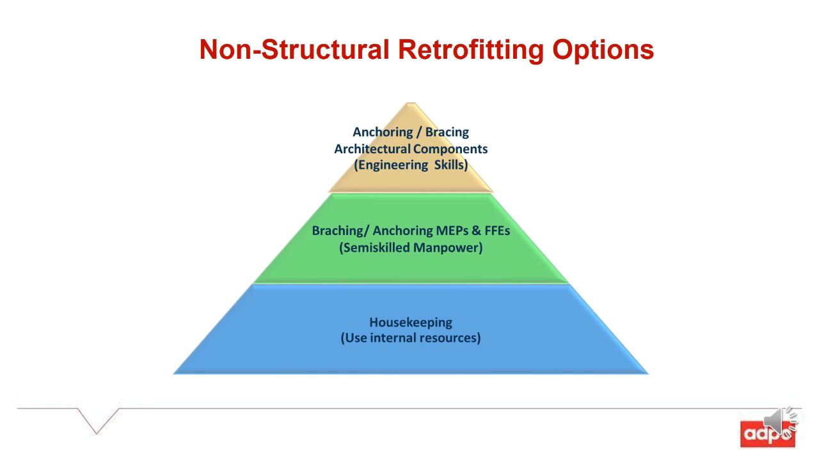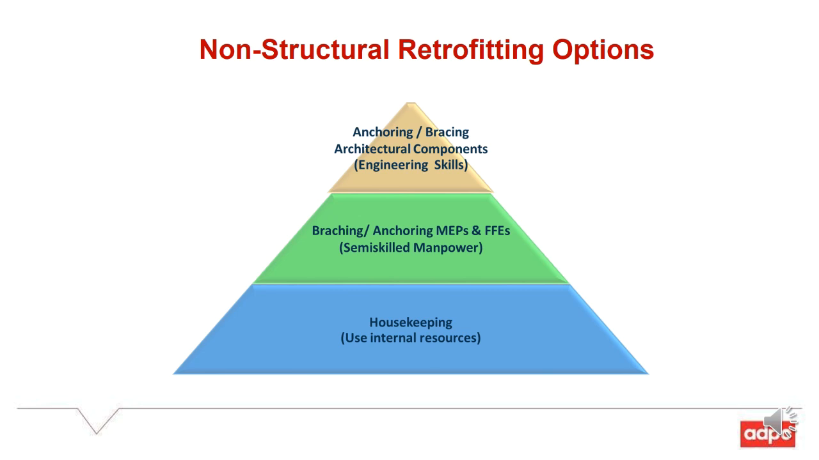Mitigation can also be done through non-structural retrofitting options, which are more cost effective and can be one of the priorities before we move to the structural part, and also after the structural part as well, because these items may cause life and property damage. For non-structural retrofitting, 40% of the non-structural items can be handled using internal resources, just keeping the proper objects in proper places through housekeeping.